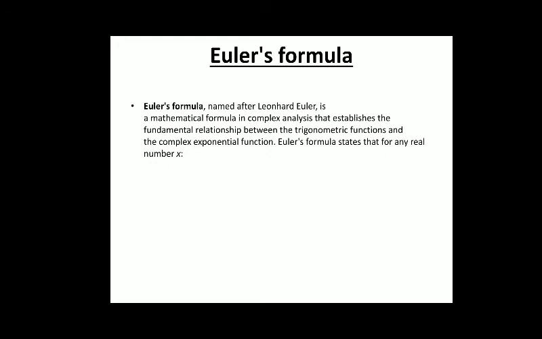Euler's formula is named after Leonhard Euler. It is a mathematical formula in complex analysis that establishes the fundamental relationship between the trigonometric functions, that is cos and sine, and the complex exponential function. Exponential means e to the power of something. Euler's formula states that for any real number x, e to the power ix is equal to cos x plus i sin x.